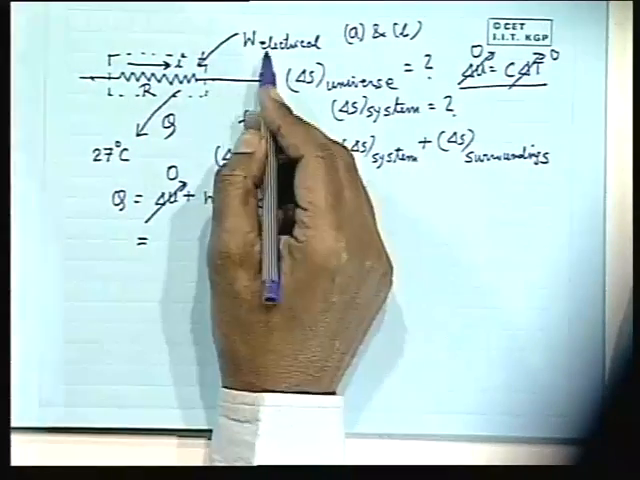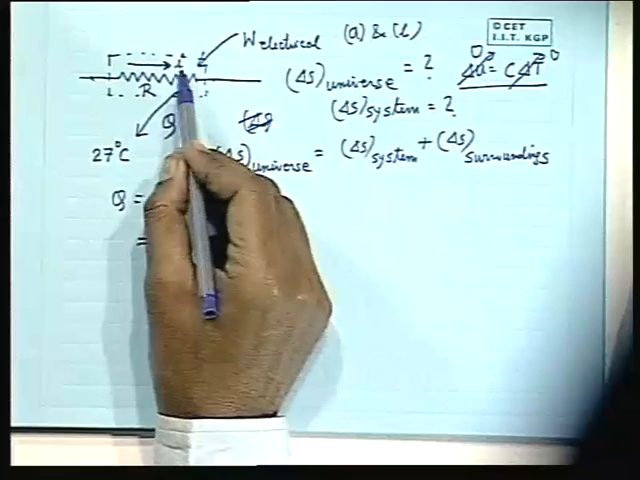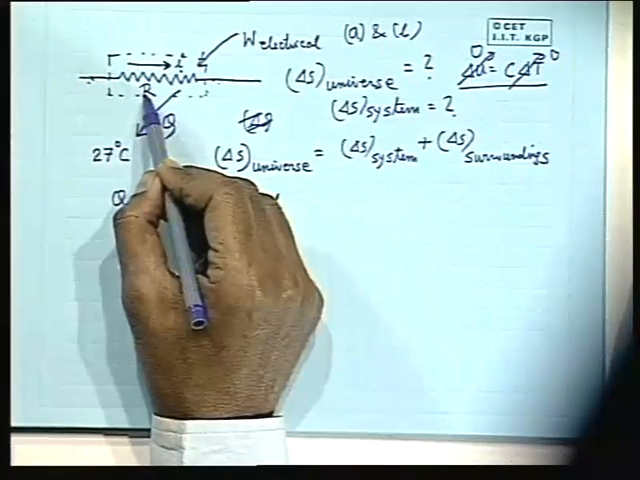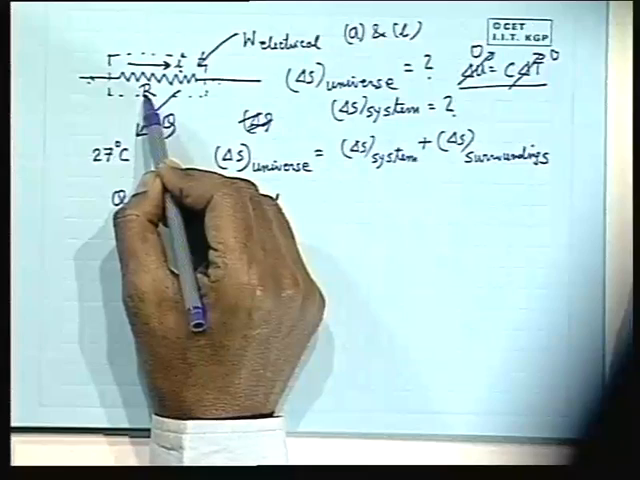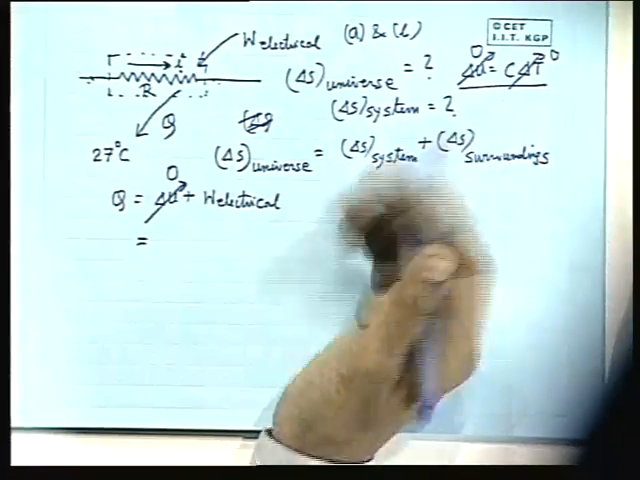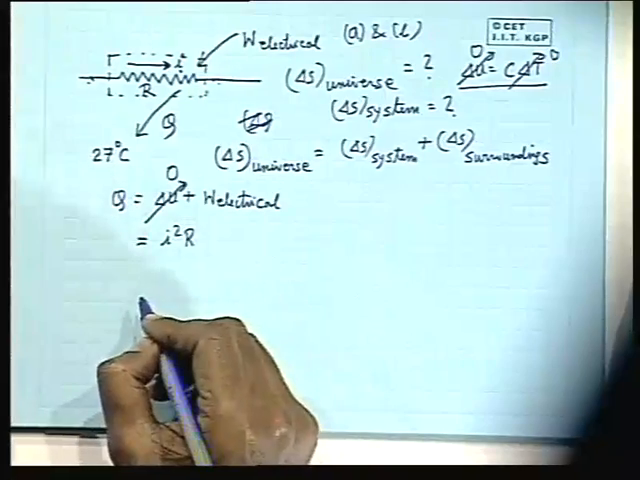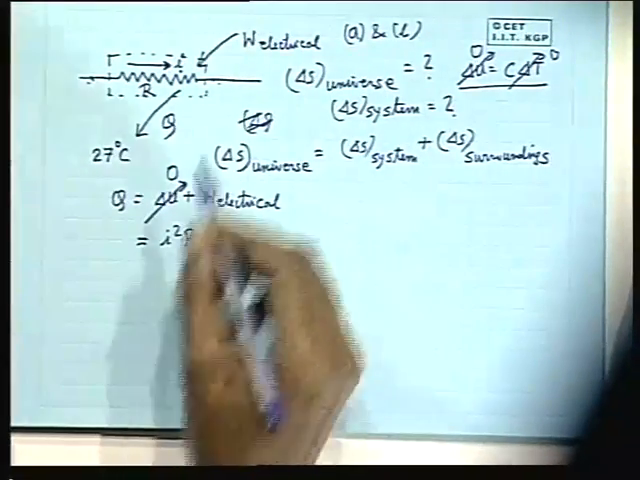So, what is the electrical work transfer? It is the voltage difference times the current, but voltage difference is not given. We can relate this in terms of resistance also with the use of Ohm's law, that you obviously know. So one can write I square into R. That is the electrical work which is being transferred.